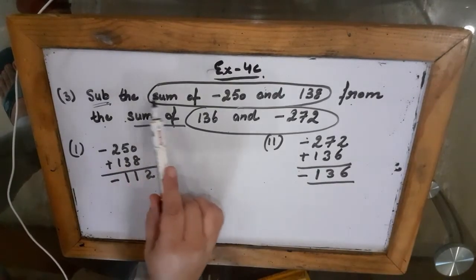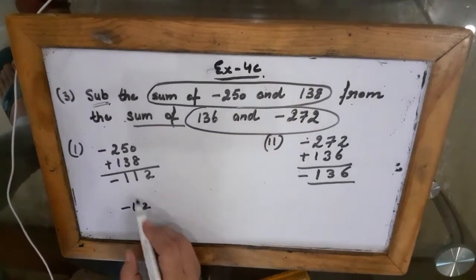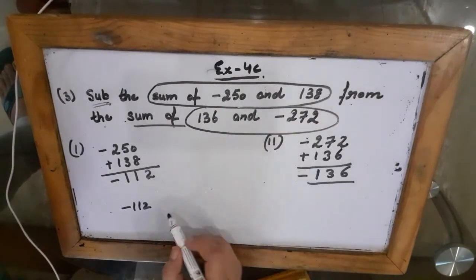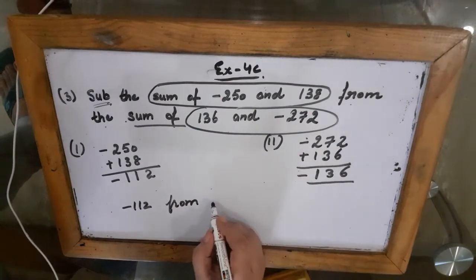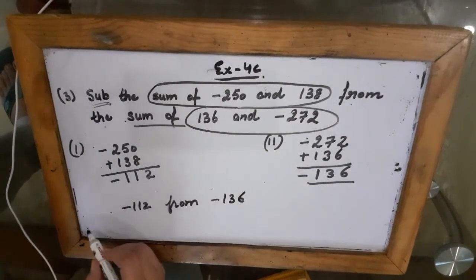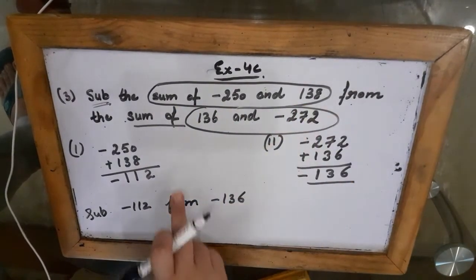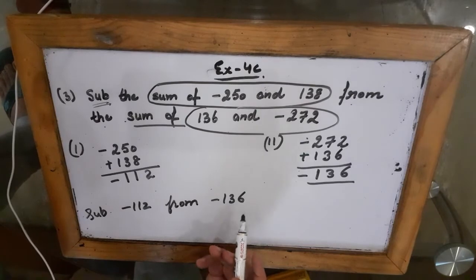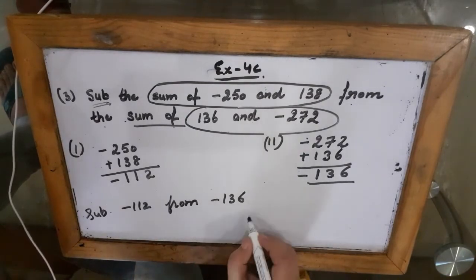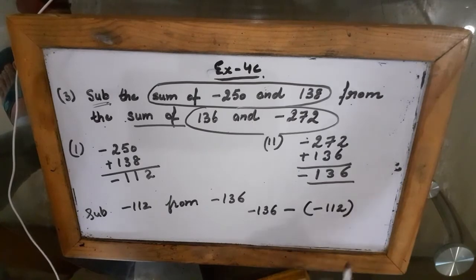Now they are saying subtract the sum of this. The sum of this has come minus 112, and the sum of 136 and minus 272 is minus 136. Now I have to subtract the sum of these two numbers, which is minus 112, from the sum of these two numbers, which is minus 136. So what did I tell you in subtraction? First of all, I'll write the sum: from this number minus 136, I have to subtract minus 112.